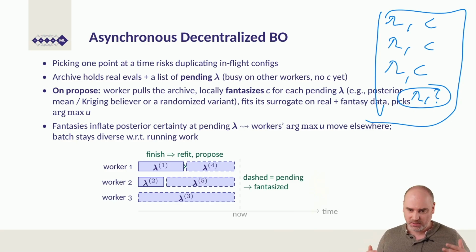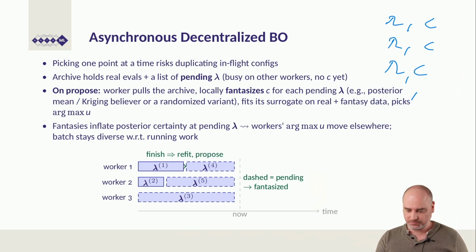Now the worker that pulls the archive locally fantasizes costs for each pending configuration that is currently under evaluation on another worker. For example, by using Kriging Believer, or some constant liar, or some randomized version of this, and usually randomizing here is good. So we also get some variance into the process.